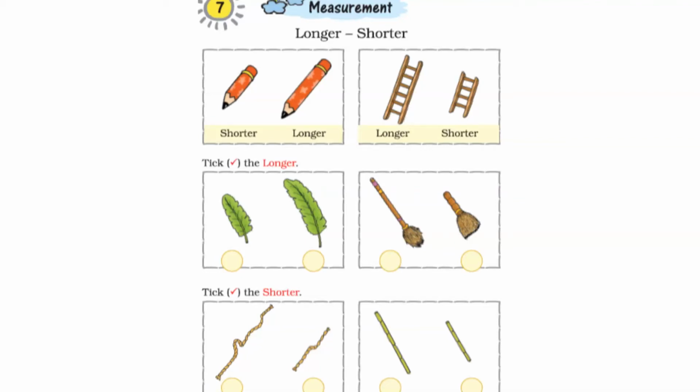Today we are going to learn 7th chapter from 1st standard NCERT book, Math Magic. Let's begin. The name of the chapter is Measurement.